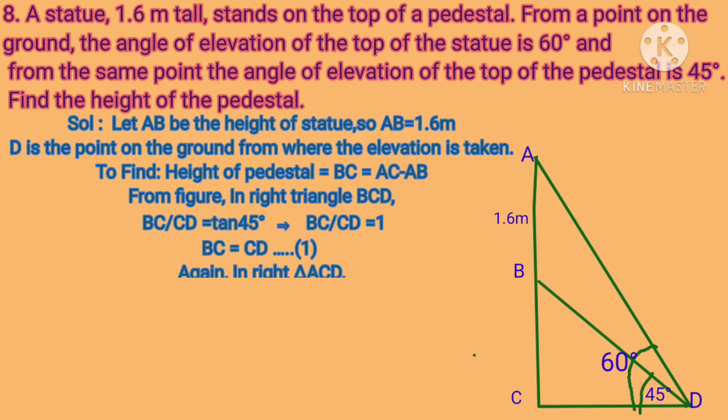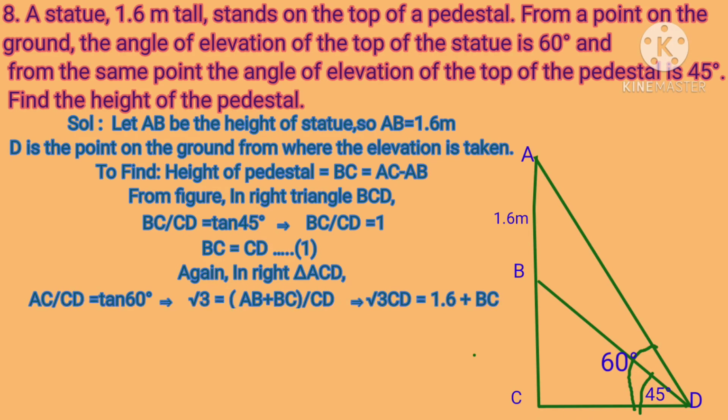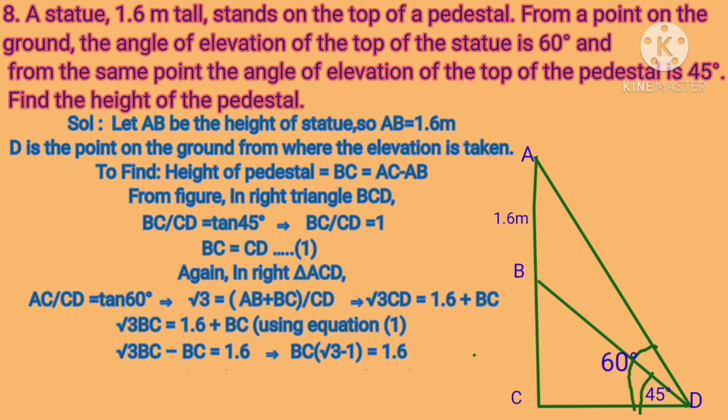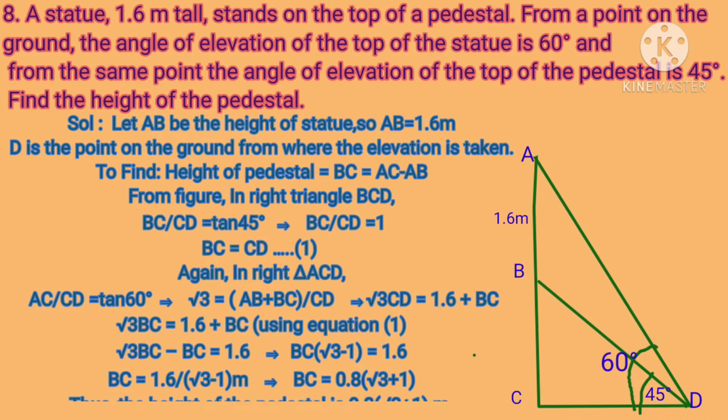So now let AB be the height of the statue, so that AB is equal to 1.6 meters, and D is the point on the ground from where the elevation is taken. To find height of the pedestal, so height is BC is equal to AC minus AB. From figure, in right angle triangle BCD, we will take BC by CD is equal to tan 45 degree. So put the value tan 45 degree is 1. So we will get BC is equal to CD. So BC and CD will be same.